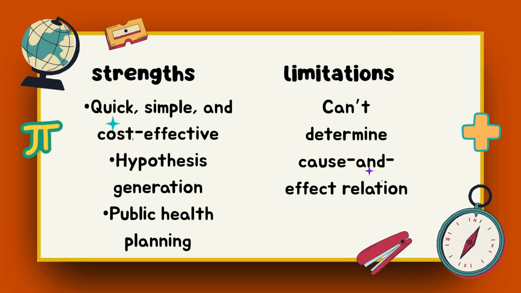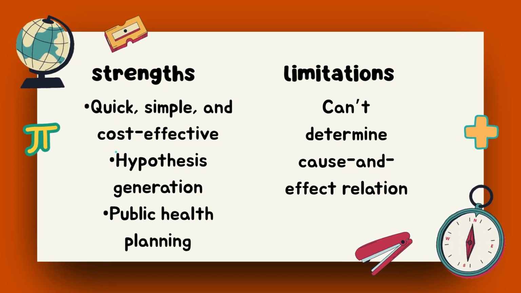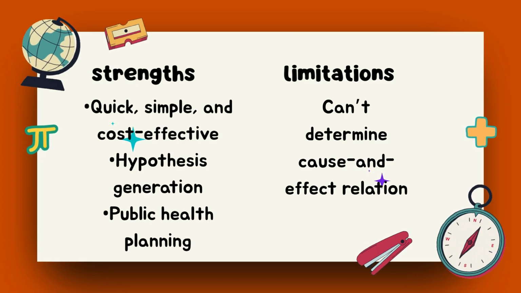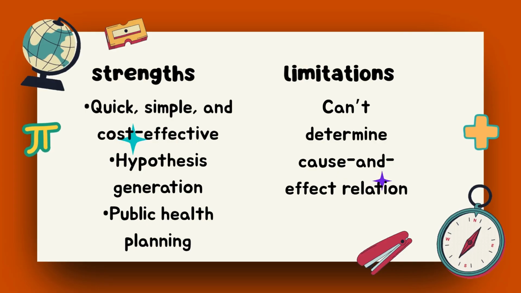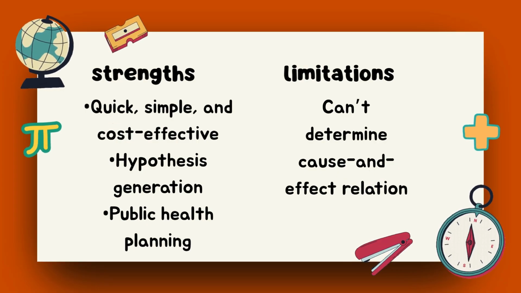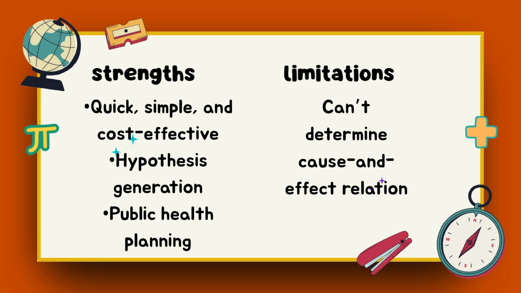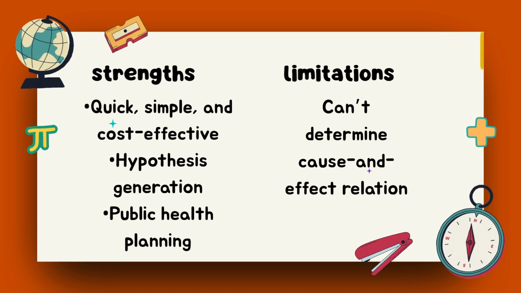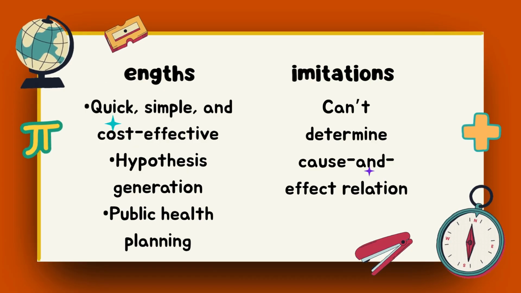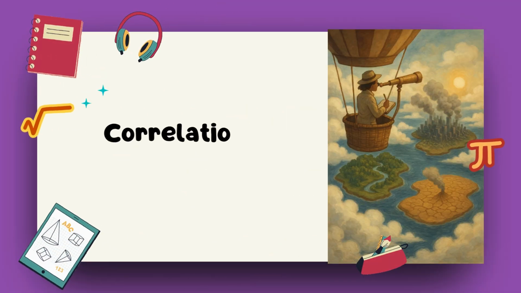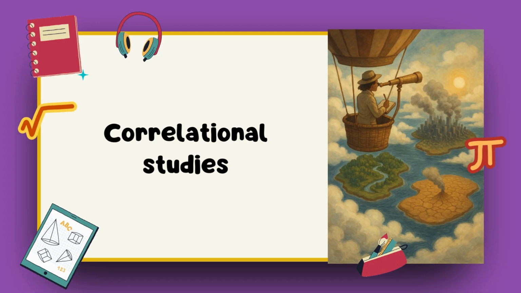The big one. They can only describe what is happening. They can't tell you why. No cause and effect determination. Okay. Like Leon Gordis said, they're the necessary first step to understanding a problem, just getting the initial picture. Right, the first sketch. Okay, so that's descriptive. What if you want to see if things are linked, even from afar? That sounds like correlational studies, maybe looking at whole groups.